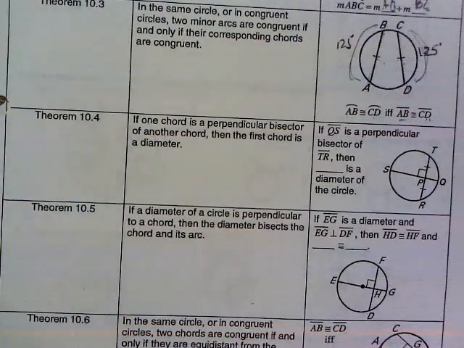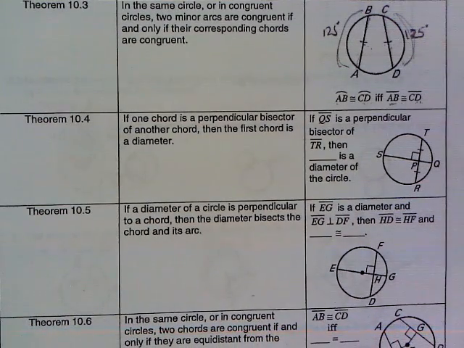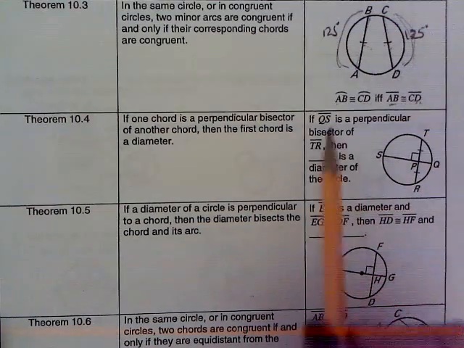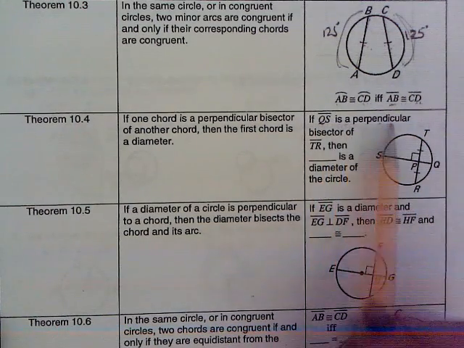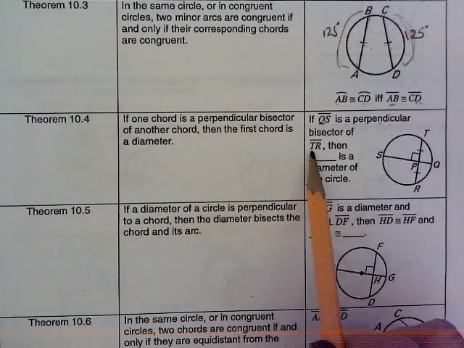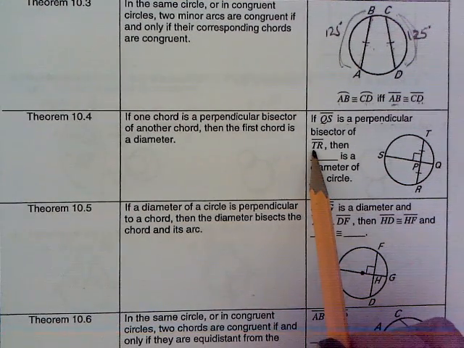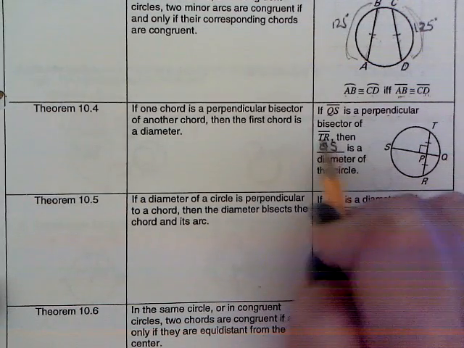All right, theorem 10.4. It says, if one chord is a perpendicular bisector of another chord, then the first chord is the diameter. So that means, it says here, if QS is a perpendicular bisector of TR, who is the first one I mentioned? So who's my diameter? QS. So then QS is the diameter of the circle.